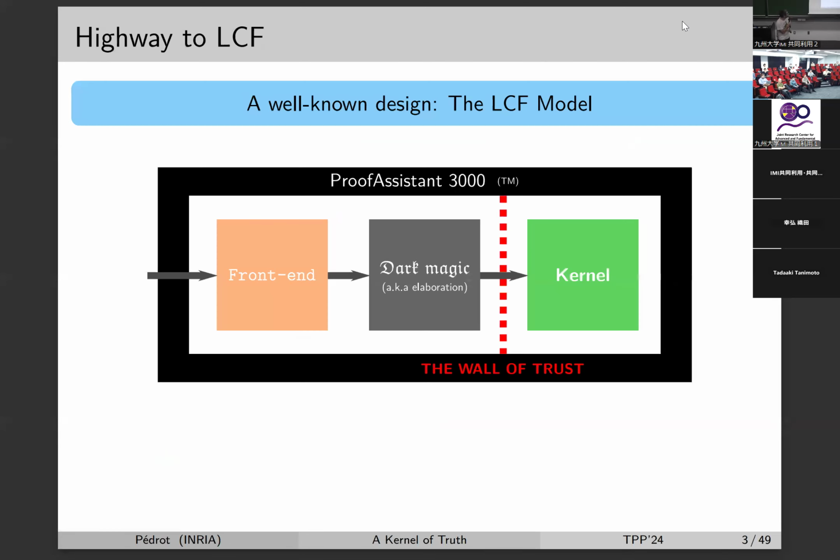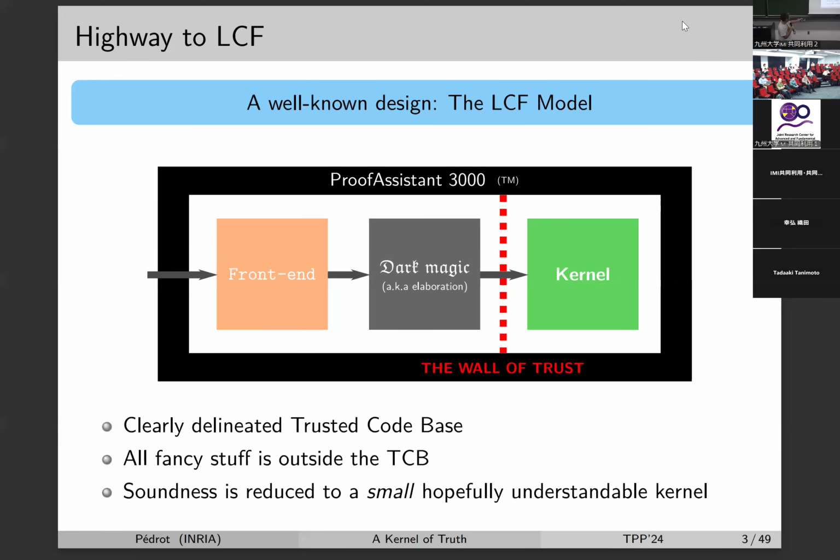Right, so there is a very well-known proof assistant design called the LCF model, which looks like that. If you open the black box that I gave you before, basically you've got this separation between, on the left-hand side, the untrusted part, and on the right-hand side, what is called the kernel. This red line here is what I call the wall of trust, which means that basically you don't care about this part. There's potentially very dark magic, you don't know what it's doing, miraculous things or evil. But it doesn't matter, because in the end, this is the ground truth.